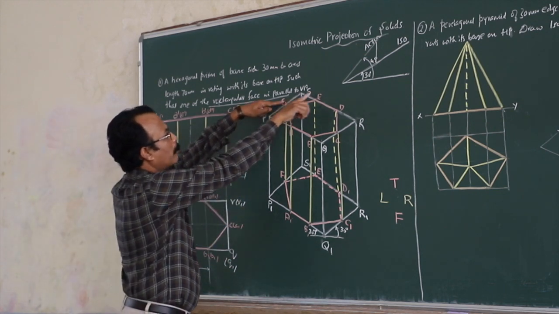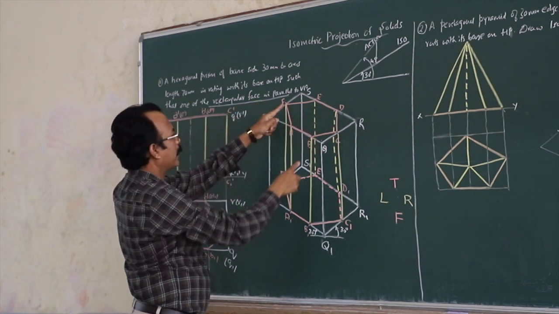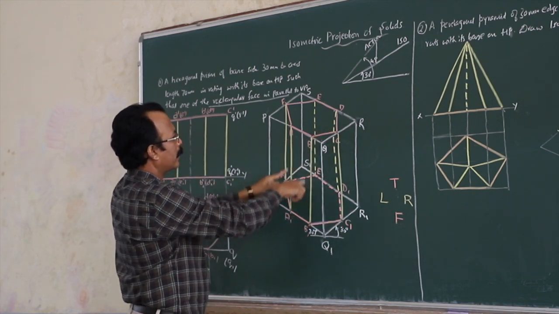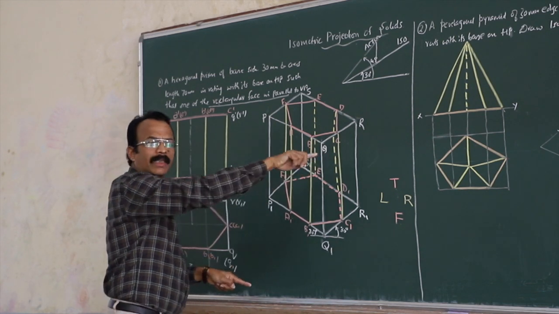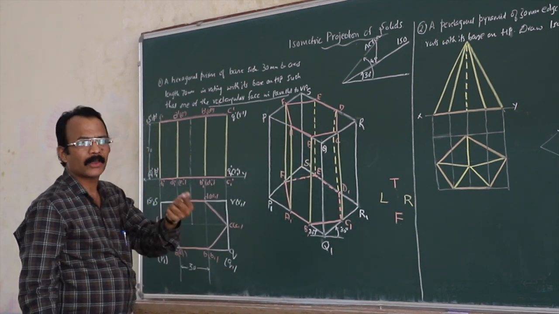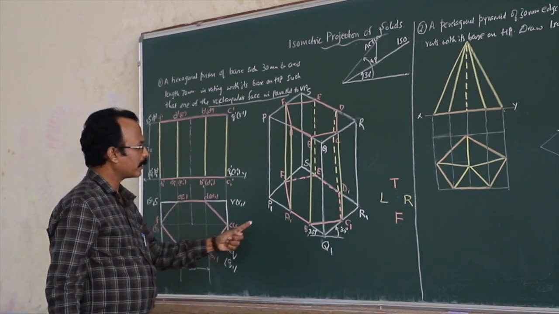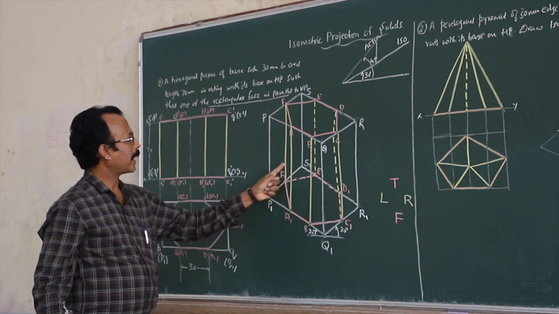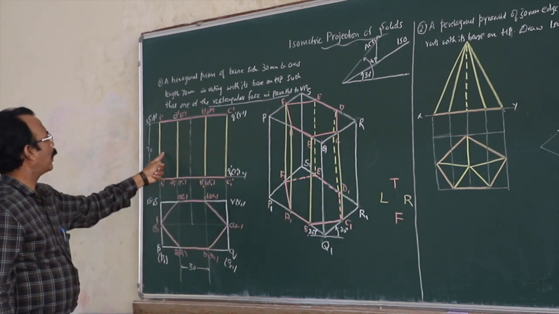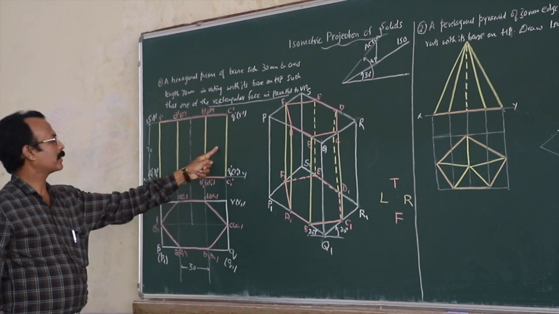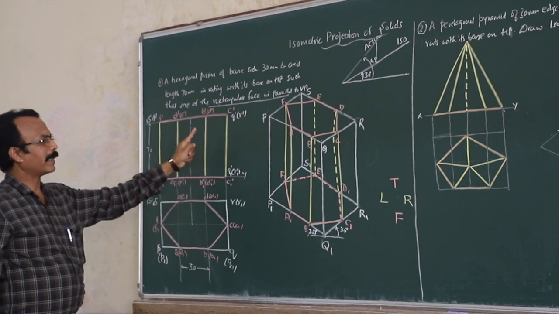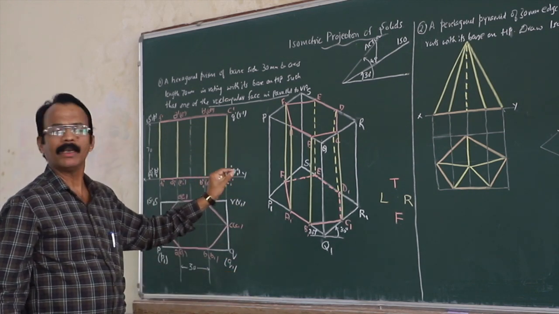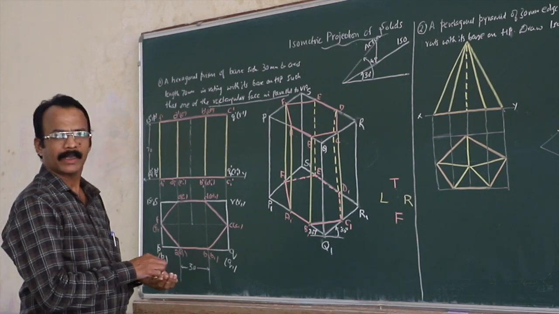So top completely solid dark, then leftmost, rightmost solid, front portion solid, and these vertical edges whatever are in the front side, they are visible. So you can just cross check your solution. See, if you look in this direction, you can observe that 1, 2, 3 rectangular faces are visible, and 1, 2, 3 rectangular faces in the front view are visible there, right? So this is how we have to draw the isometric projection of a simple prism there. Hope it is clear.